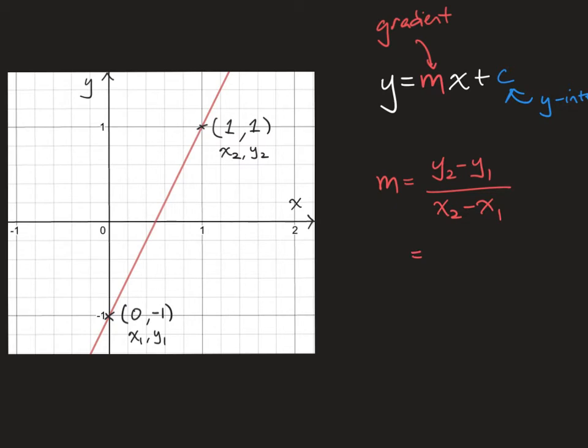Now that we have that, we can just plug it into our formula to find our gradient. So what is y2? y2 is 1, minus what is y1? y1 itself has a negative sign, so we've got to make sure we account for it. So it's y2, which is 1, minus y1, which is -1. So we are subtracting a negative number, over x2, which is 1, minus x1, which is 0. So we find that this gives me 1 plus 1 over 1, which equals 2. We have found our gradient.